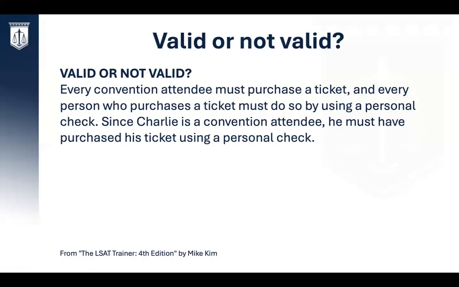Every convention attendee must purchase a ticket, and every person who purchases a ticket must do so by using a personal check. Since Charlie is a convention attendee, he must have purchased a ticket using a personal check. Reread it yourself. I'm going to give you a few seconds to formulate your answer. Get them queued up in chat. And go.